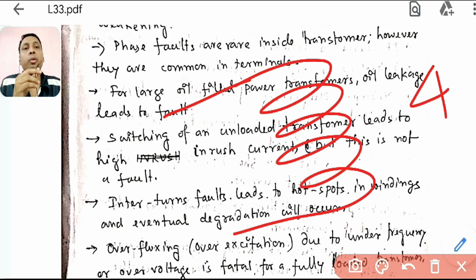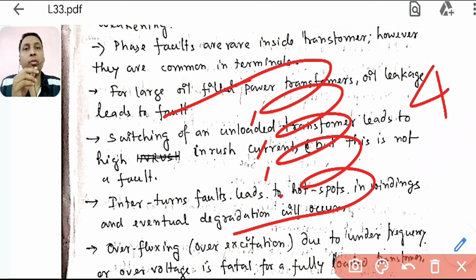So it was supposed to go through the 1, 2, 3, 4 winding. But interturn means this and this get shorted. So how many turns will there be now? 1 turn, 2 turns and 3 turns. So 1 turn is bypassed, so current is not flowing through this. So current will come through this, sorry, not this one.